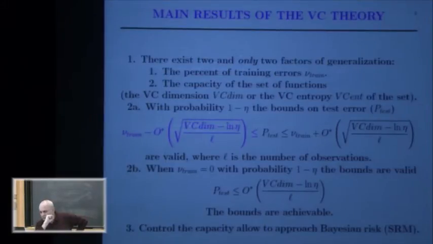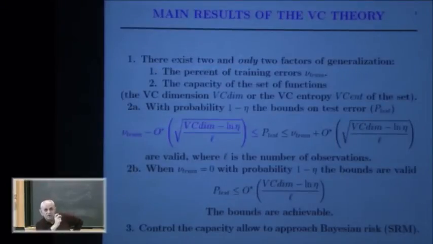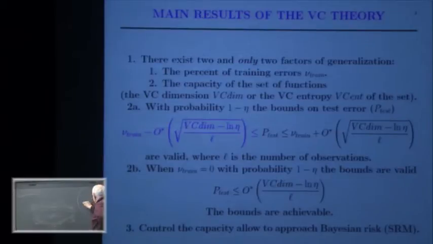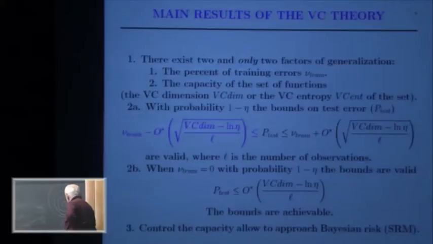The theory also suggests what to do when you're practically trying to solve the problem, namely, try to minimize the right-hand side of the first bound, which shows the frequency of training error plus the confidence interval. To do that, it suggests the so-called structural risk minimization induction principle. If you have some set of functions, say this set S, you construct smaller subsets, nested subsets of functions, S1 includes S2, and so on, with VC dimension H1 less than H2, less than H3, and so on.